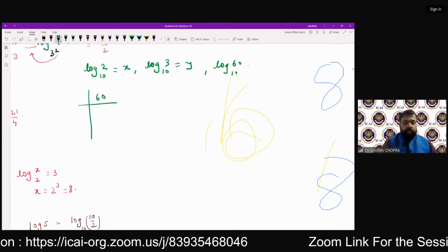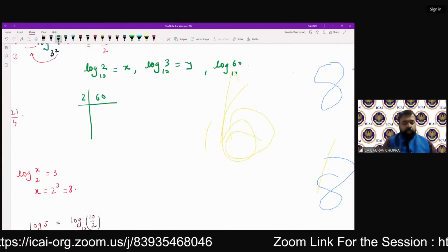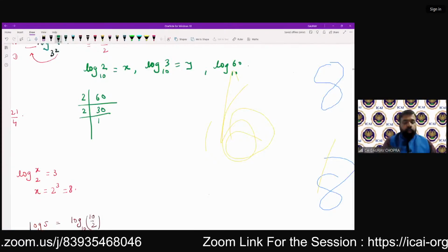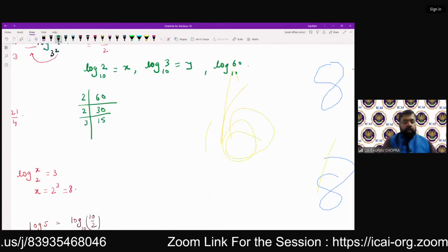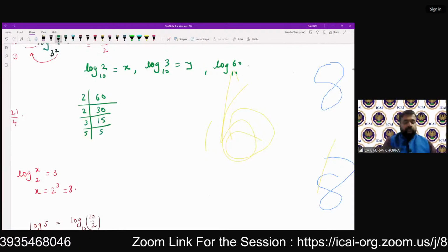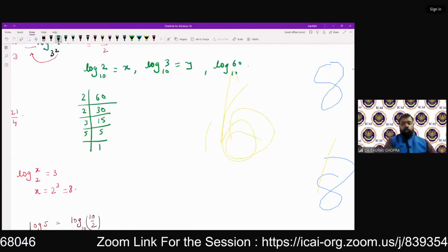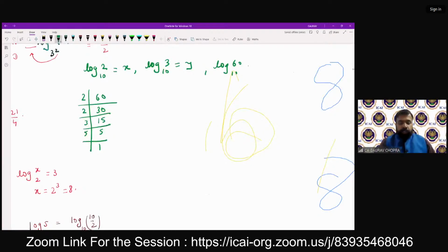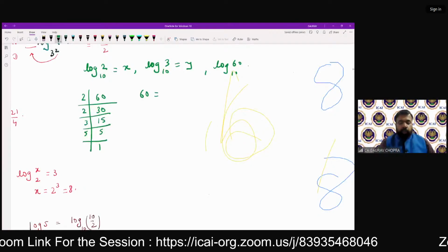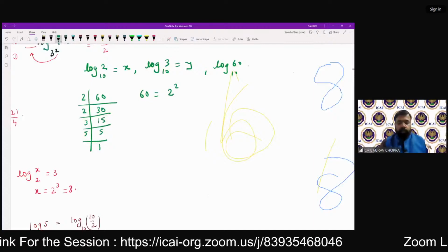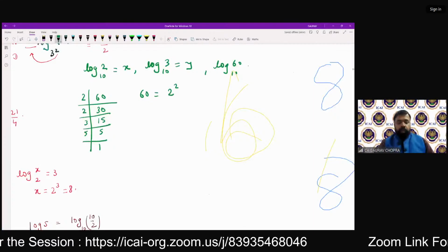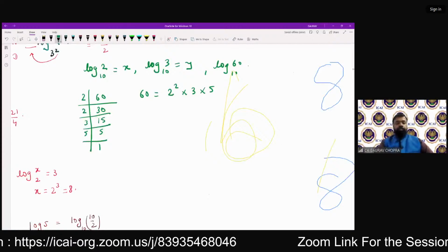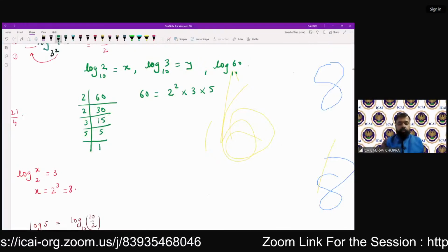तो 60 के फैक्टर्स हमने लोअर क्लासेस में निकालना सीखा है, बिल्कुल वैसे हम फैक्टर्स निकालेंगे. 60 divided by 2 is 30, 30 divided by 2 is 15, 15 by 3 is 5, and 5 by 5 is 1. So all these are the factors of 60. So 60 can be written as 2 square multiply by 3 multiply by 5 multiply by 5.